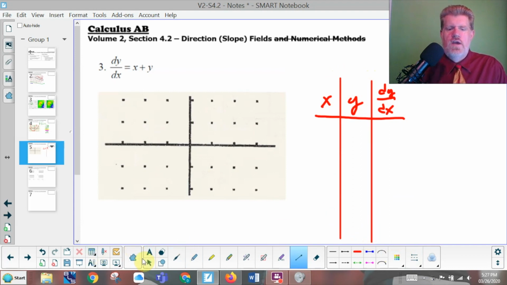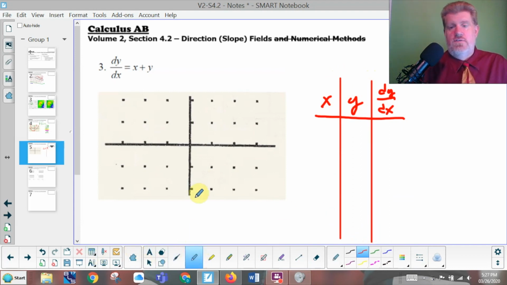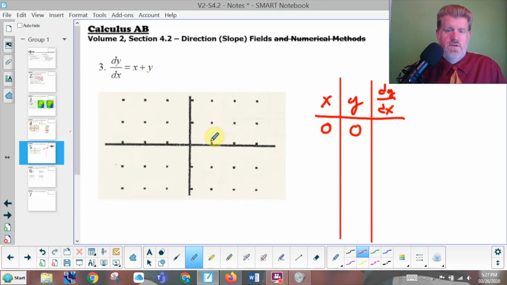We're not going to do every point because we're going to notice patterns. It's always our goal to find patterns. Start with a nice easy one. The point 0, 0. So right smack dab in the origin of the graph. Well, 0 and 0 is x and y. The slope is going to be x plus y. Well, 0 plus 0 equals 0. So right here it has a slope of 0.